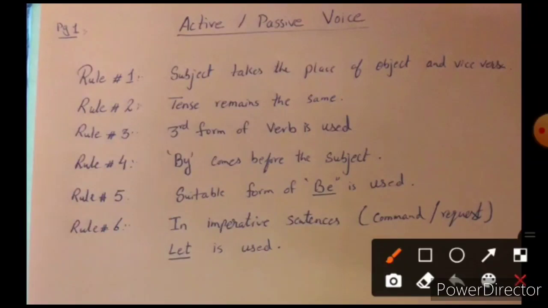Then we have rule number 3, and that is a very important rule in the sense that we have the third form of the verb used in passive voice. So it's quite simple. If you know the third form of the verb, you can easily put it in the passive voice and you don't need to bother about that anymore.